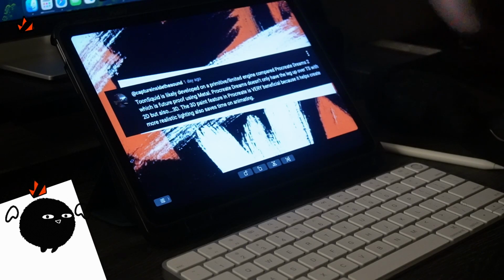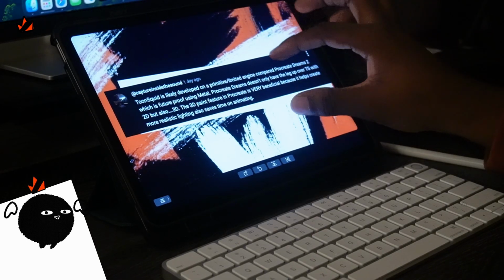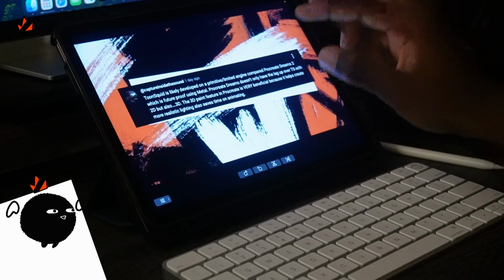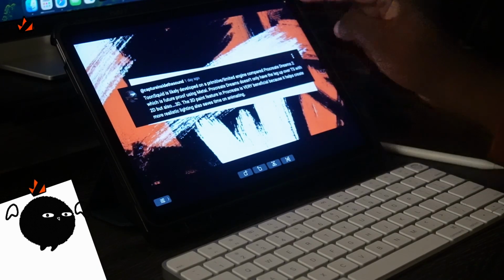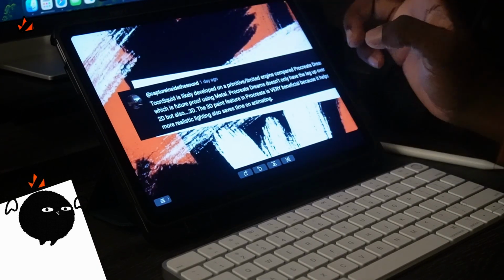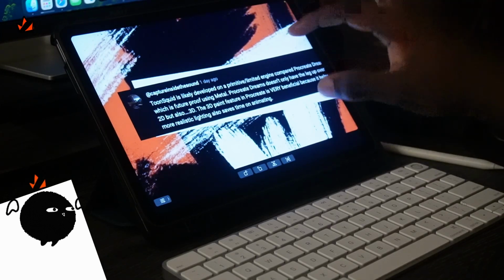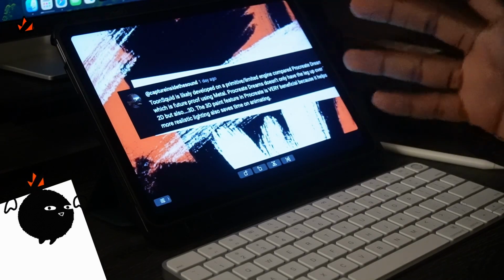And the 3D paint feature in Procreate is very beneficial because it helps create more realistic lighting and also saves time when animating. Now, I understand this. I see where this person is coming from. It makes total sense. And what actually resonates with me mostly is this idea that it's primitive, or maybe that's gonna piss some people off. But come on, guys, let's just relax.